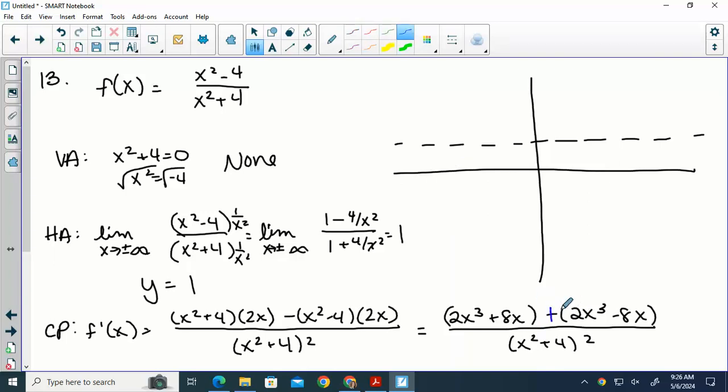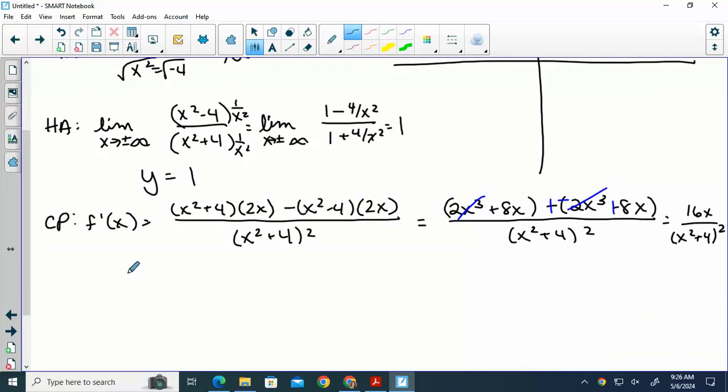We distribute the negative, those cancel, 8x plus 8x, 16x over (x squared plus 4) squared. So, we need to know where this is equal to 0 or undefined. Undefined would be when the bottom is 0, and we've already established that that was imaginary. So this is just if you multiply over the bottom when 16x equals 0, so that means x equals 0. So that is our critical point.